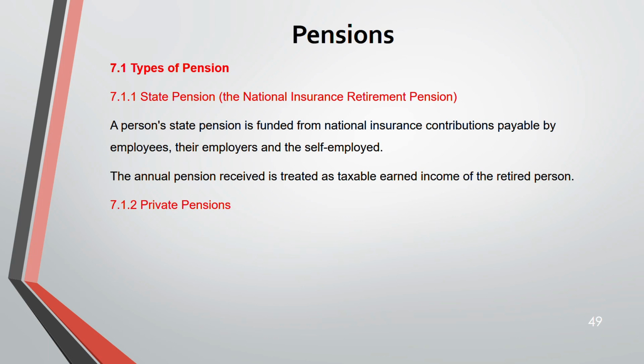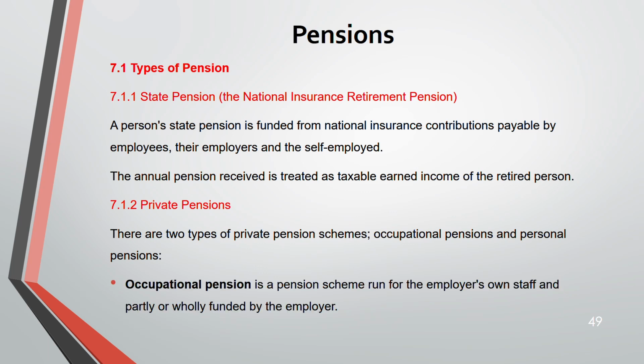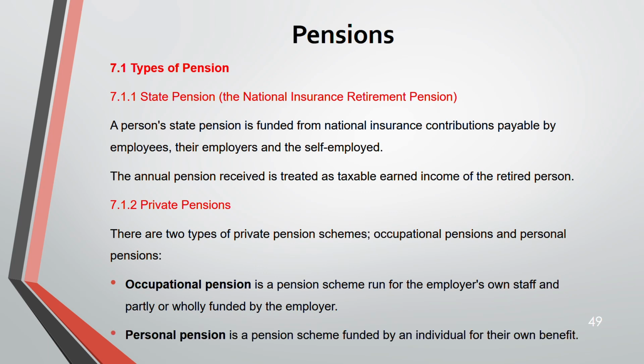The next type of pensions are private pensions. There are two types of private pensions, occupational and personal pension. Occupational is the pension run for the employer's own staff, and it might be partly or wholly funded by the employer. The word occupational says it all. Occupational pension means you have to be in the occupation. Next is personal pension. This pension scheme could be funded by an individual for their own benefit. It's not funded by your employer.